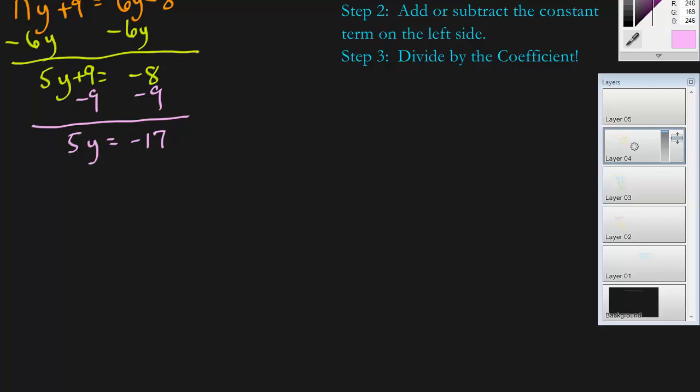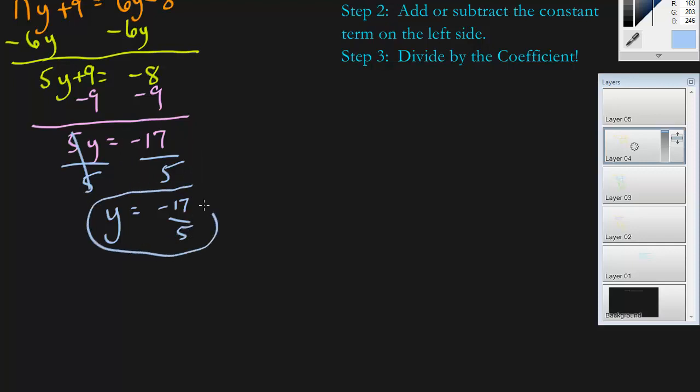Step 3, divide by the coefficient. Divide both sides by 5, and that cancels. And y would equal this fraction right here, negative 17 fifths. And you just write it. Just write this as your answer. Some people get hung up on that. That is correct. This is the final answer. There's no common factors of 17 and 5. Nothing goes into both of them. So you're done. That is it.